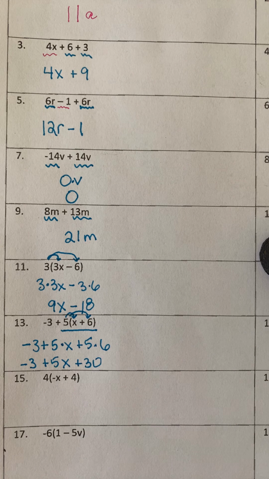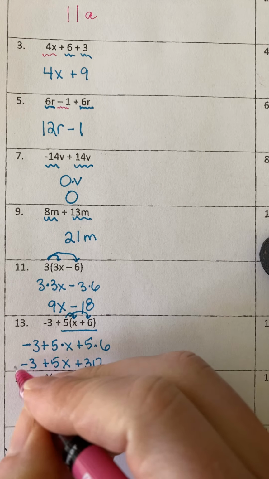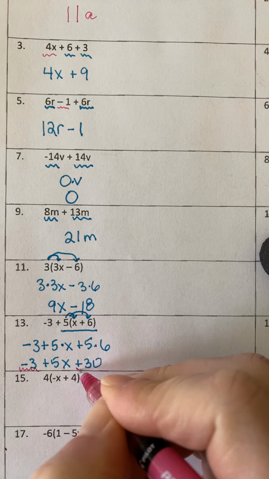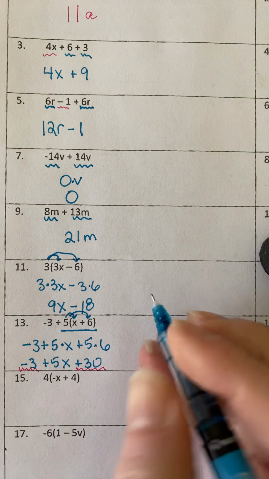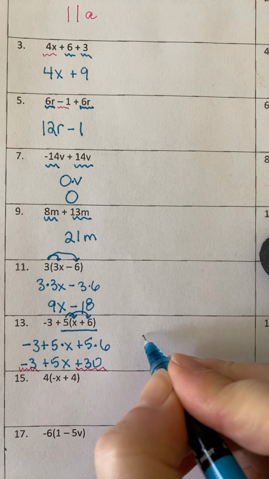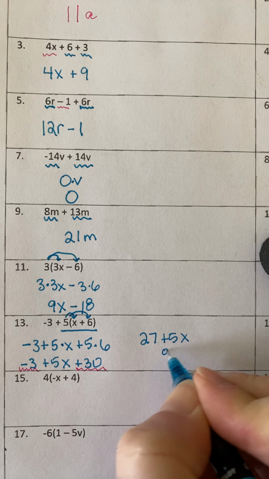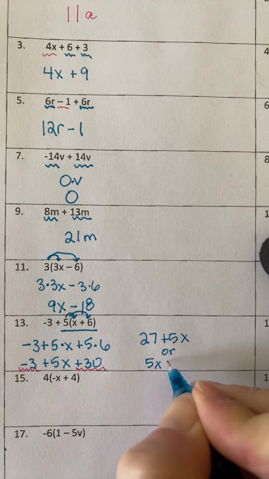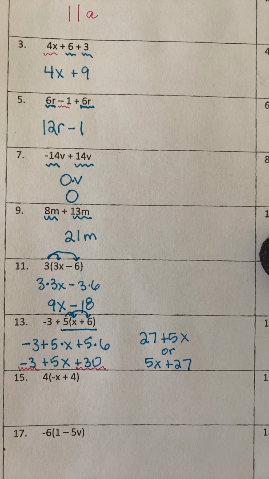All right, so do we see any like terms in here? Well, there are no other terms that have an x in it, but I do see negative 3 plus 30, so I could put those together, and the result would be 27 plus 5x, or if you want to write it as 5x plus 27, that means the same exact thing.